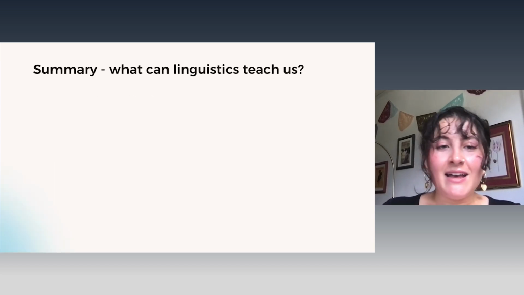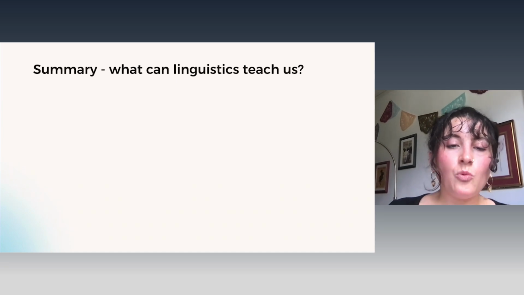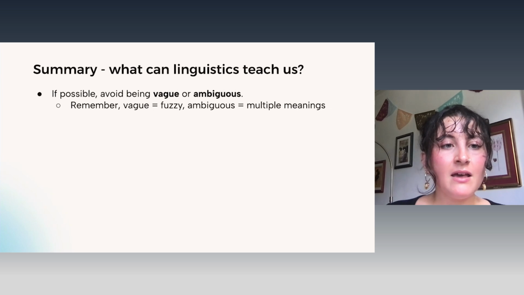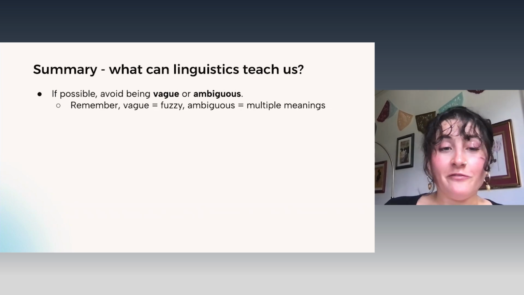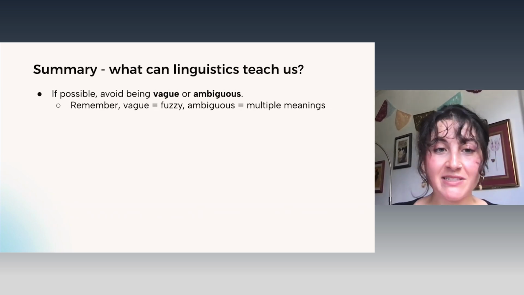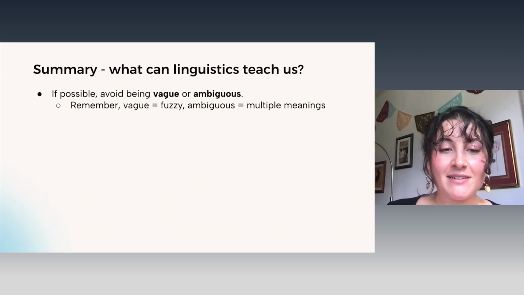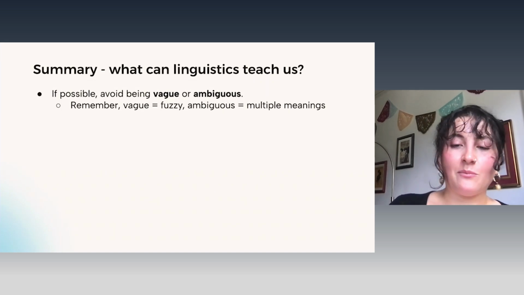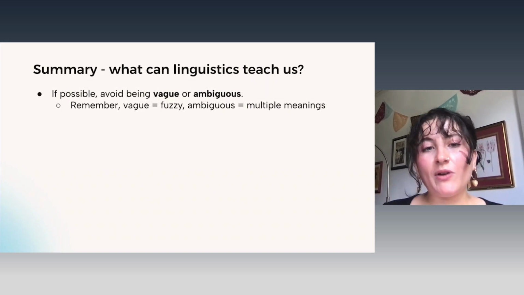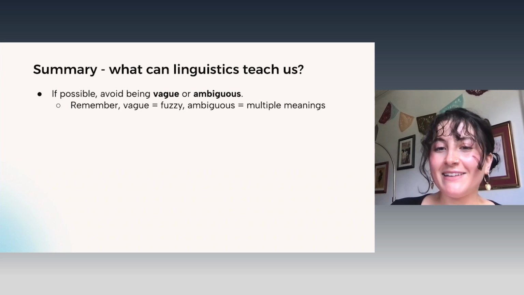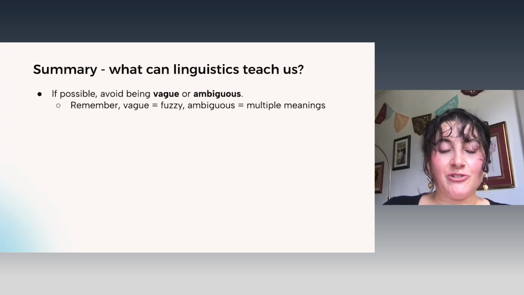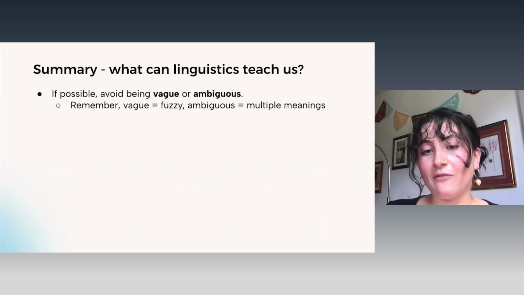All right, so now I'll wrap things up with a little summary. What can linguistics teach us, and what have we talked about in this presentation? So remember from semantics, we talked about vague and ambiguous. Vague was like the Impressionist painting, fuzzy, sort of unclear things, and ambiguous is when you have multiple distinct meanings. And again, we cannot eradicate vagueness or ambiguity from natural language. My point here is just to make sure you're keeping an eye out, looking for these potential issues, and trying to mitigate vagueness and ambiguity whenever you can in writing.